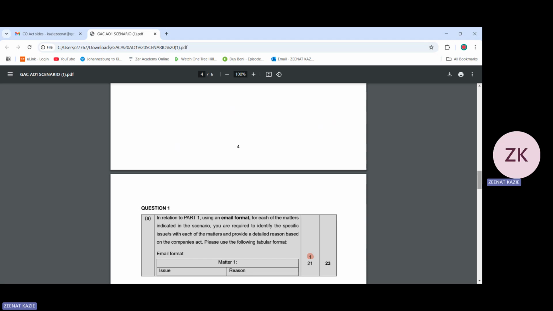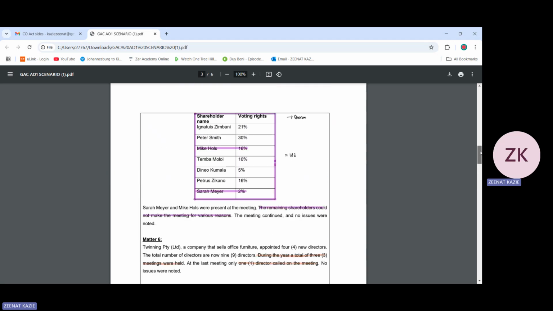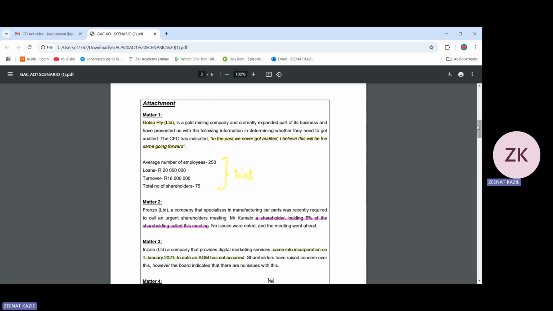So just use it. Another thing is it's telling you that you are required to identify the specific issue or issues. It's telling you that there could be more than one issue, and it's telling you with each of the matters. So in this scenario, each matter is pointed out. Sometimes you won't get that. It won't show you matter 1, matter 2, matter 3. It will just be one flowing scenario, and you will have to identify the matter and the issue by yourself. But don't panic if you don't see that. It's still the same information.